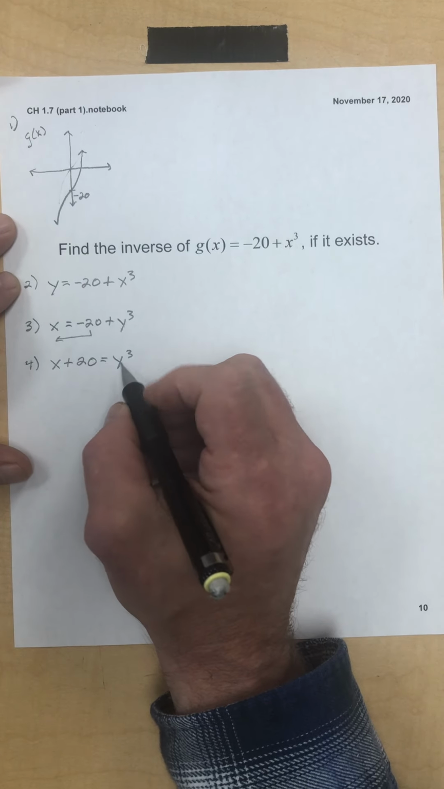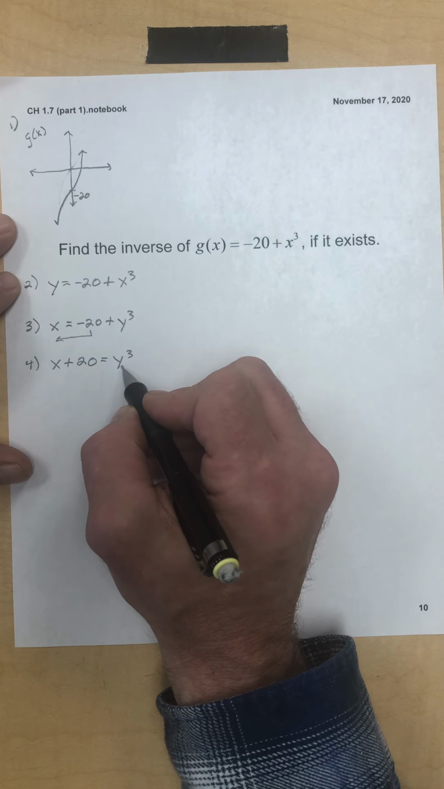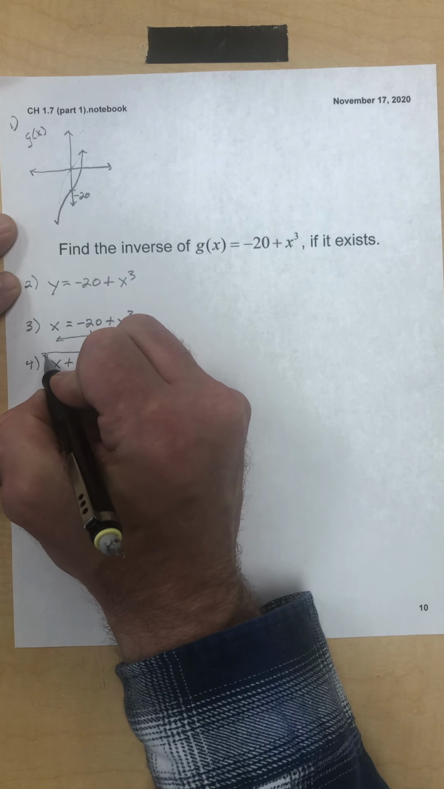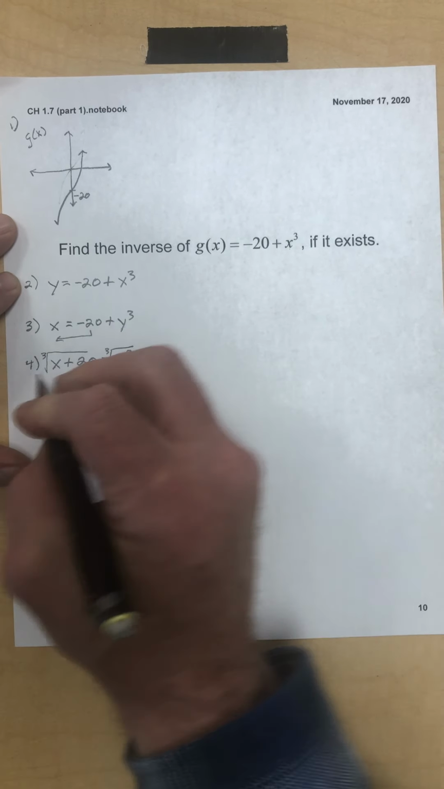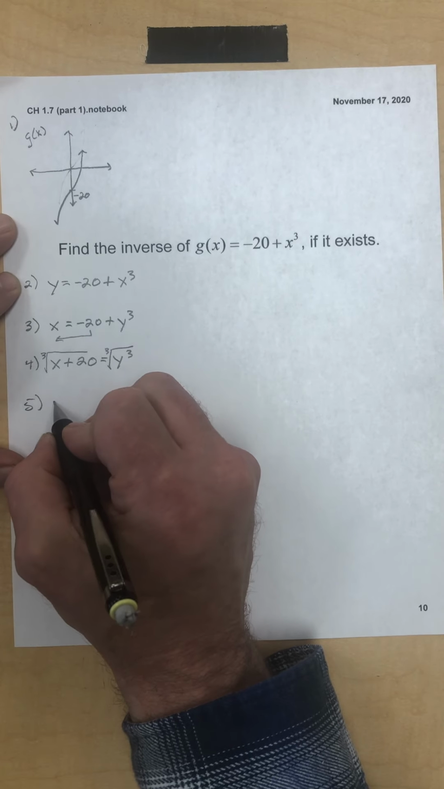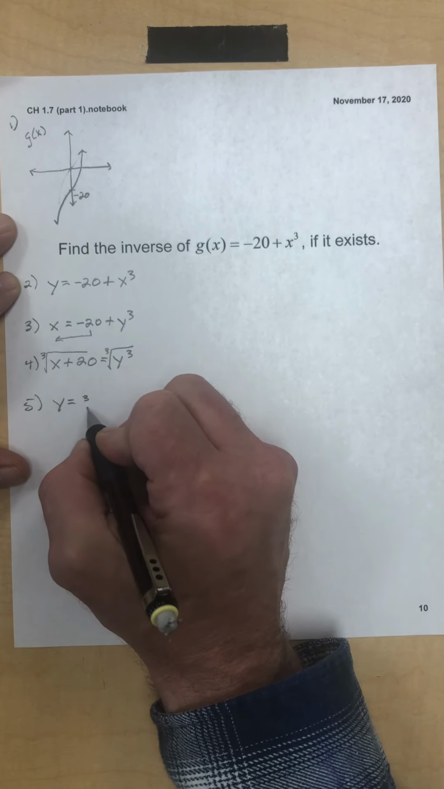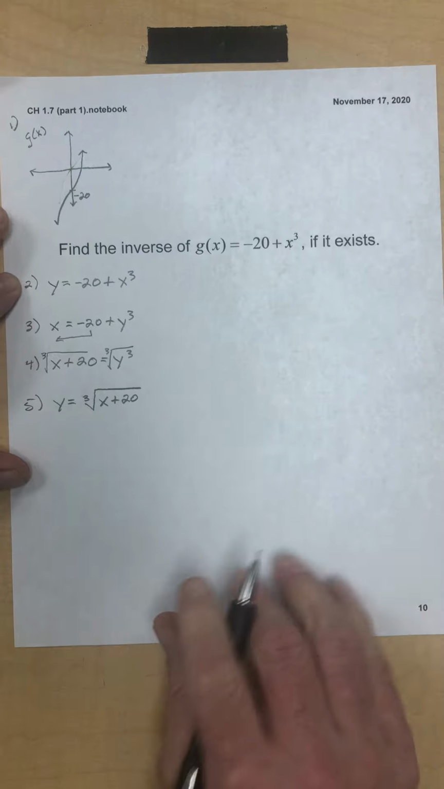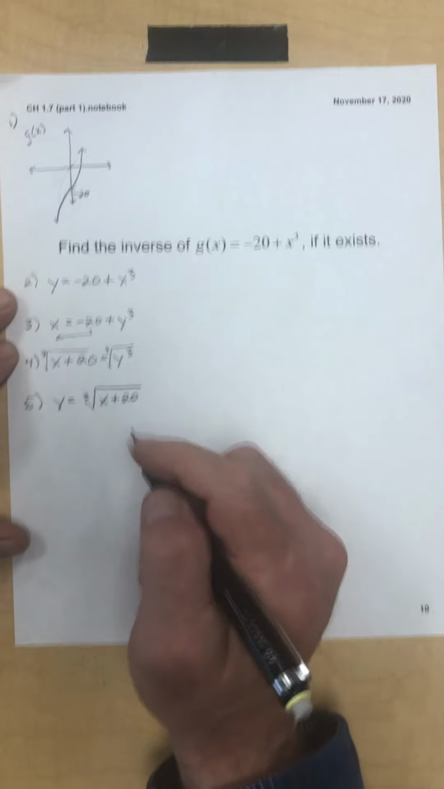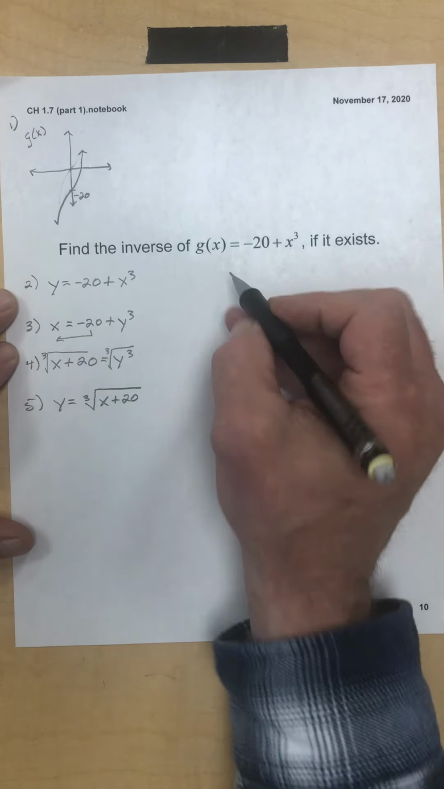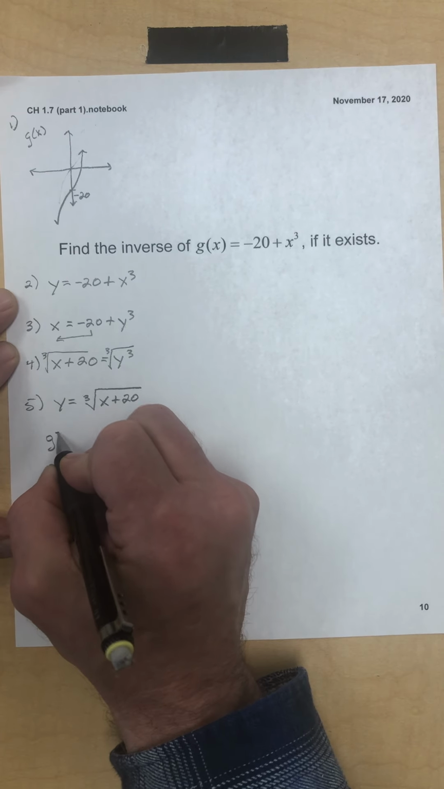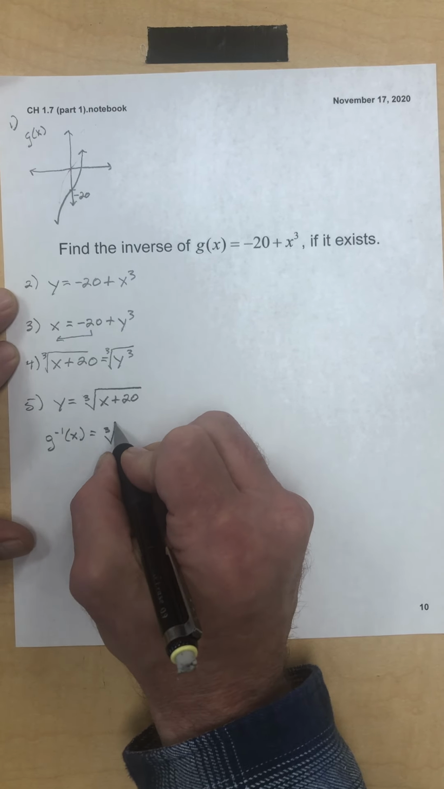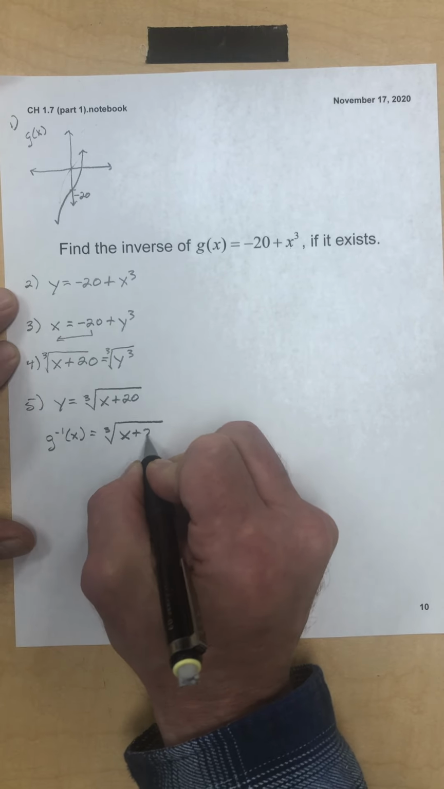Then to be able to get y by itself, I've got to get rid of this cube. So that means I've got to take the cubed root of both sides. Cubed root of both sides. So I end up with y equals the cubed root of x plus 20. So I go back to function notation, and obviously it's going to be an inverse. So g inverse of x is the cubed root of x plus 20.